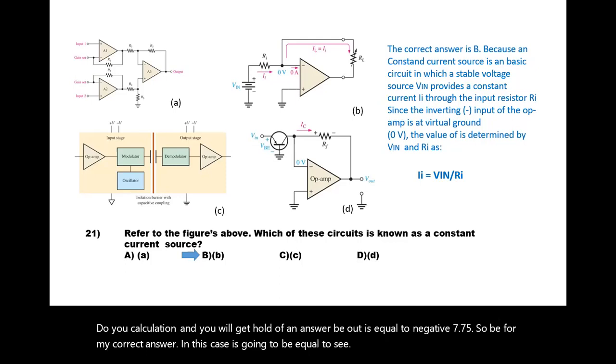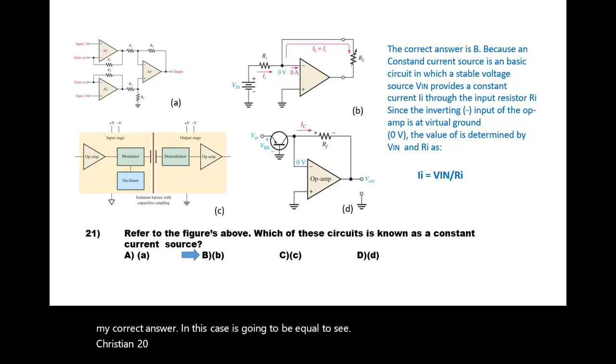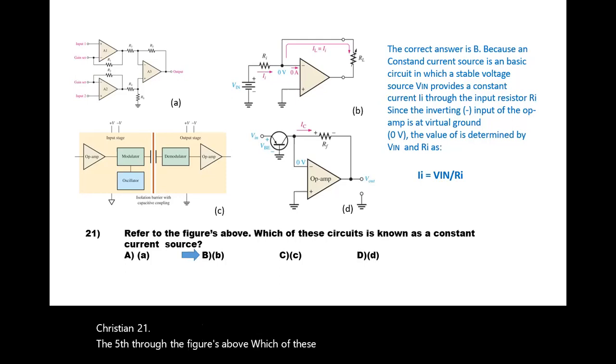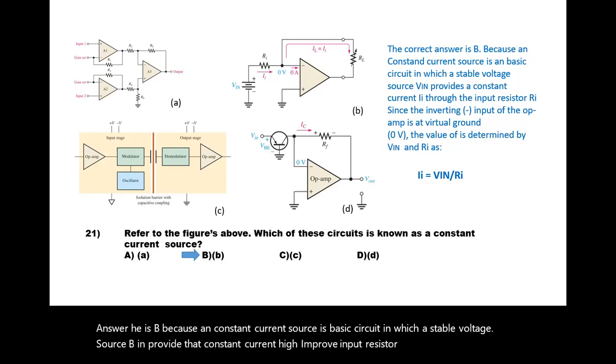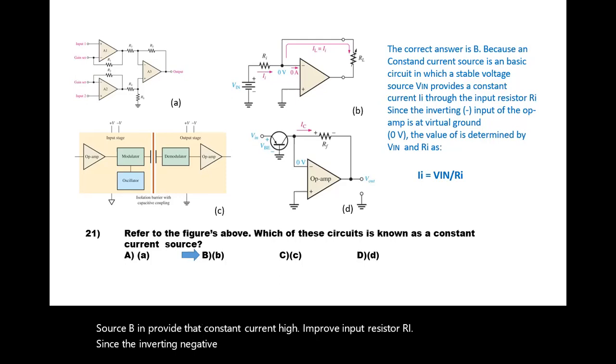Question 21. Refer to the figures above. Which of these circuits is known as a constant current source? The correct answer is B, because a constant current source is a basic circuit in which a stable voltage source V in provides a constant current I in through the input resistor R in. Since the inverting negative input of an op-amp is at virtual ground, 0 volts, the value is determined by V in and R in, as I in is equal to V in divided by R in.